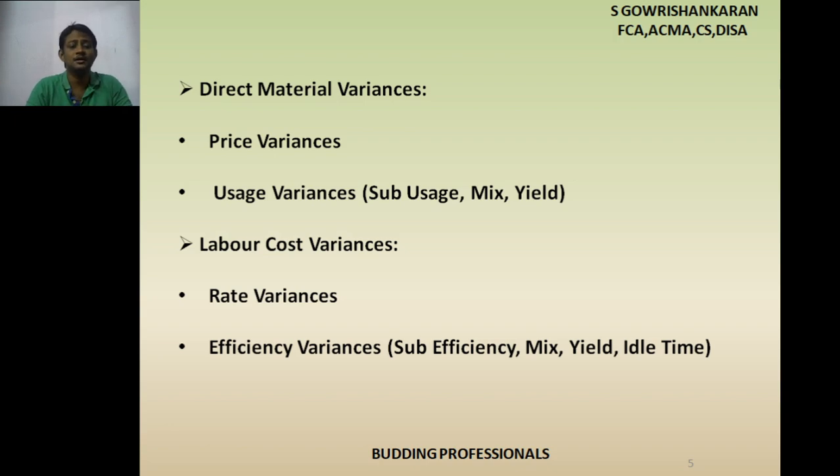That is efficiency variance. For 1 hour you have to produce 100 units, but you are producing only 90 units. So 10 units you are producing less. You are not at all efficient. Or if you are efficient, how can we identify that? For 1 hour you have to produce 100 units, but you are able to produce 110 units. Then you are more efficient. That is efficiency. We will discuss sub usage, mix, yield, idle time, all those things. All are part and parcel of efficiency variances and usage variances.